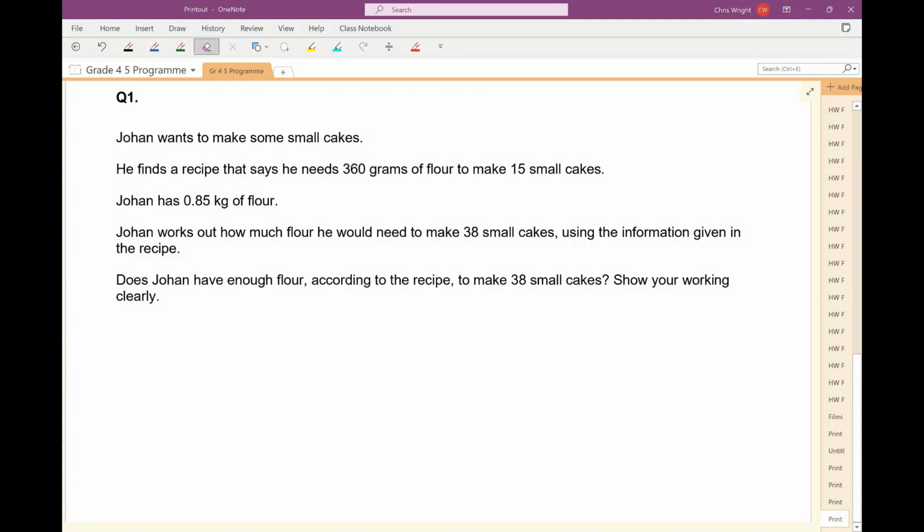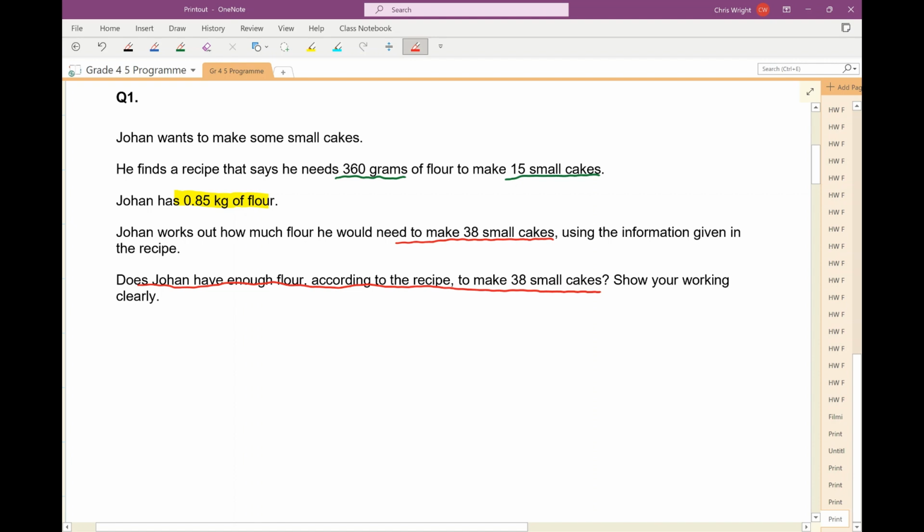Question 1. We're making some small cakes, and we need 360 grams of flour to make 15 small cakes. John has 0.85 kilograms of flour. Look out for the units. John works out how much flour he'd need to make 38 small cakes using the information given in the recipe. Does he have enough flour, according to the recipe, to make 38 small cakes?